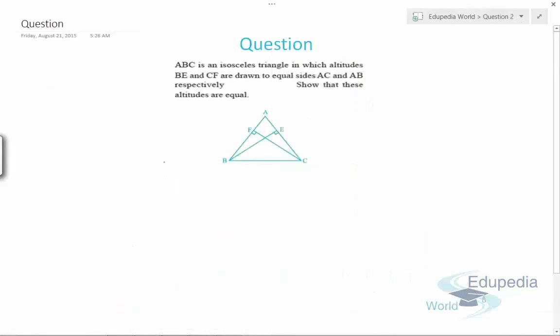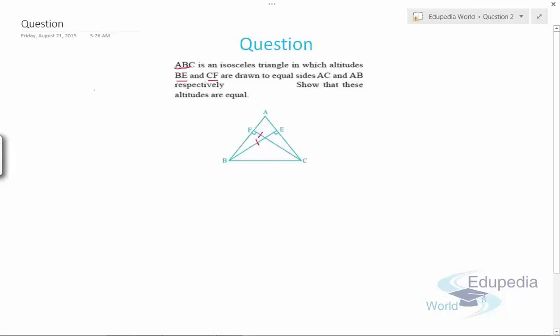Now, question number 2 says that we have a triangle ABC, an isosceles triangle in which altitudes BE and CF are drawn to the equal sides AC and AB respectively. Show that these altitudes are equal. So we need to prove that this altitude and this altitude are equal, and ABC is an isosceles triangle.